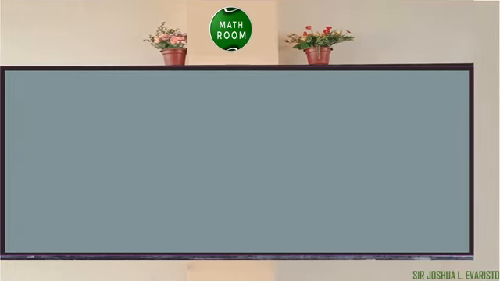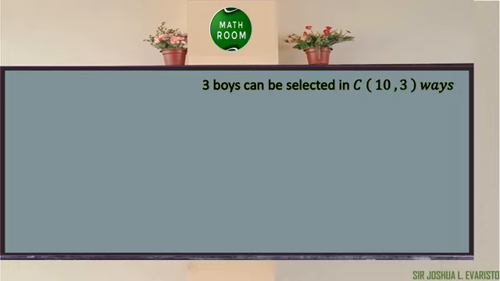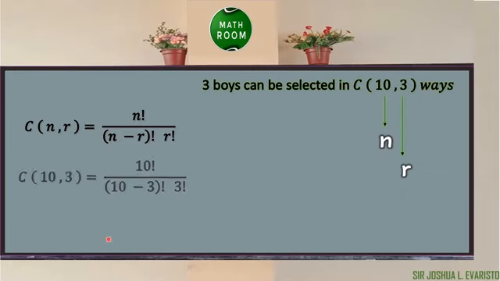Let's start solving combination of 10, 3. In our given, 10 is our n and 3 is our r. Using the combinations formula, combination of n, r is equal to n factorial over quantity n minus r quantity factorial times r factorial. We can now substitute the given values. So we have combination of 10, 3 is equal to 10 factorial over quantity 10 minus 3 quantity factorial times 3 factorial.